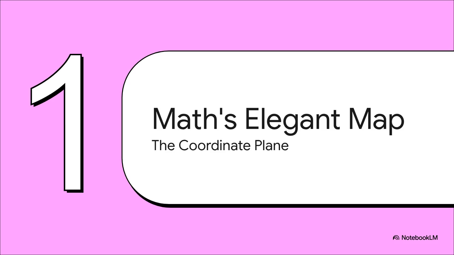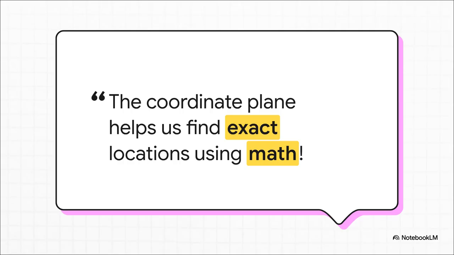What's the secret? Well, we use one of the most powerful and, honestly, elegant tools in all of mathematics, the coordinate plane. You can think of it as the ultimate map, the thing that makes this whole system of precision even possible. And this is really the big idea from our source material. The coordinate plane isn't just a bunch of grid lines on a page. No. It's a powerful tool that literally translates the physical world into the language of numbers.